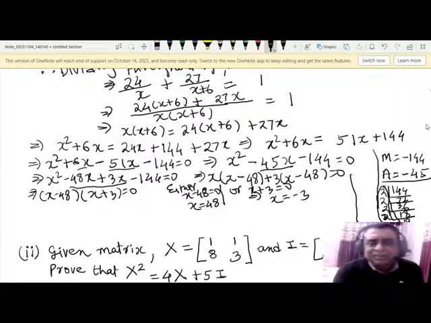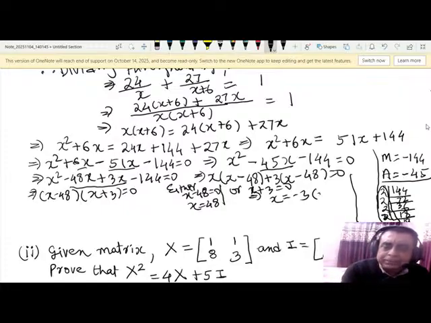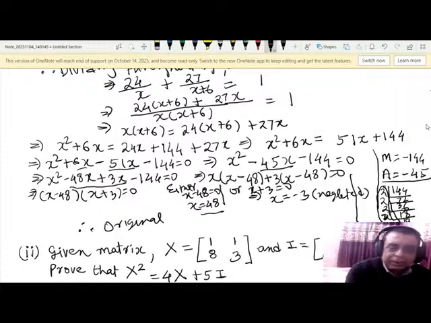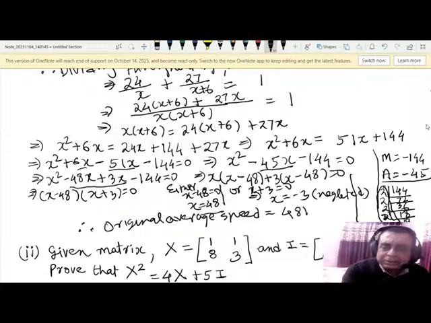x is the average speed of the first part. It can't be negative. So neglect the minus 3. So the answer is x equals 48. Therefore, the original average speed, which we took as x and were asked to find, is 48 kilometers per hour.